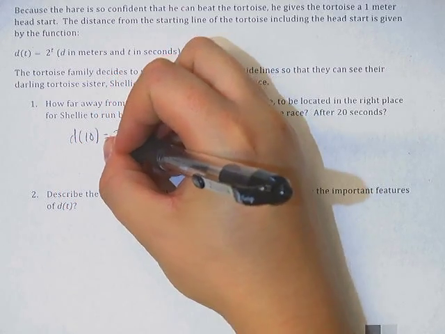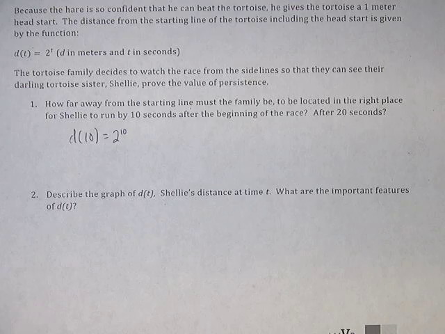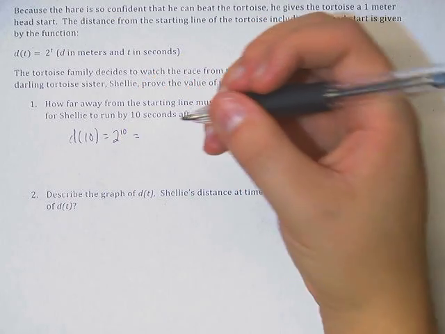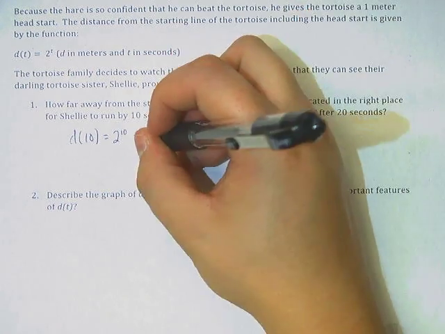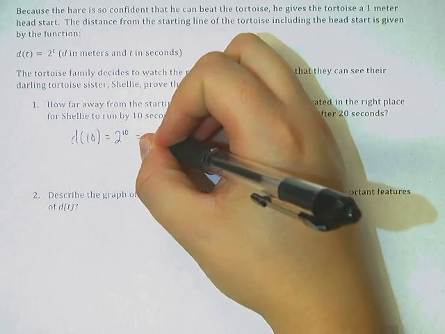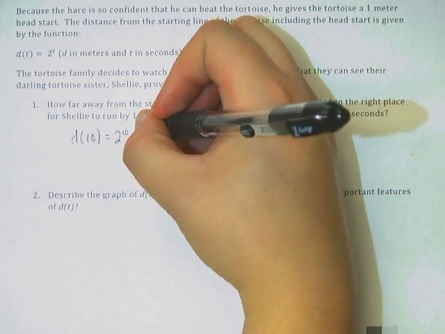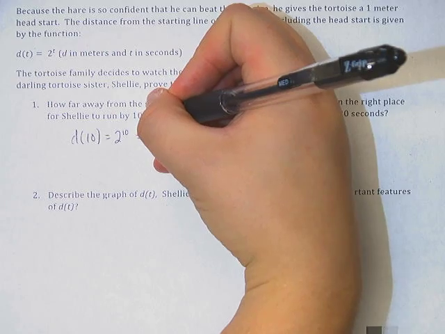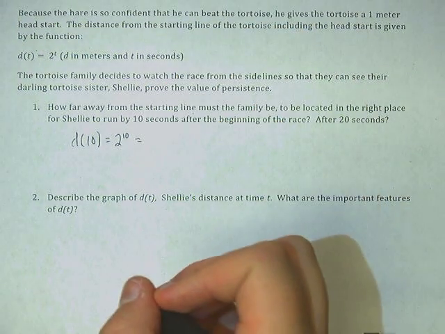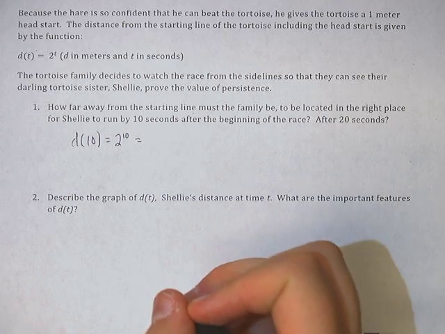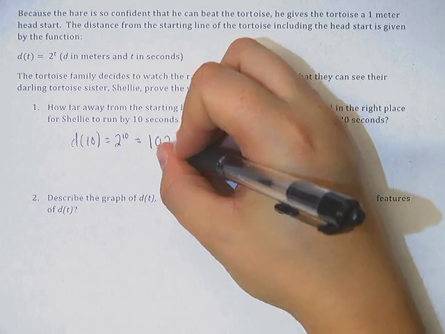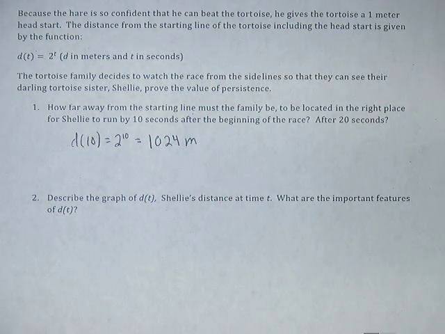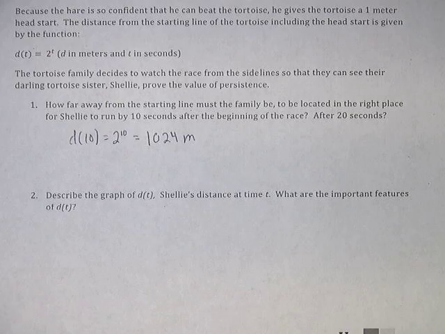So d of 10 is 2 to the 10th power, which should be 1024, I believe. Let me double check my numbers here. Should be 1024 though. Yes, 1024 meters. So roughly a kilometer in 10 seconds. That's actually pretty darn fast.